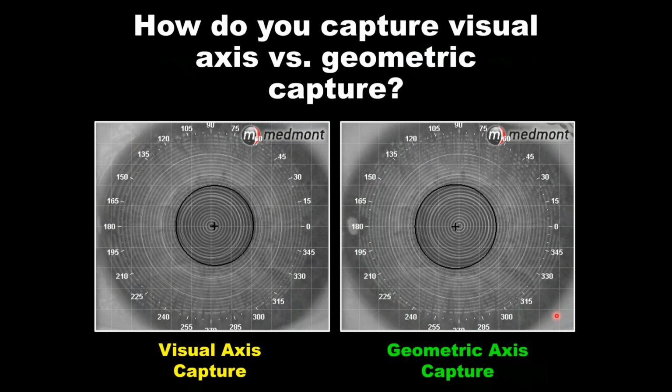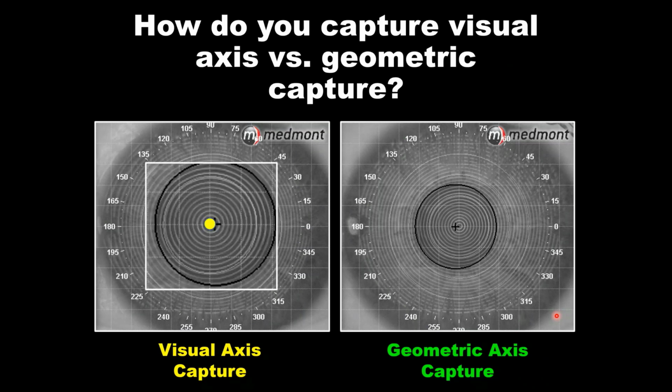Now, how do you capture a visual axis capture? And that you've been doing since the beginning of time in corneal topography and with your Medmont, and that's simply having the patient fixate right down the axis of the instrument, and that gives us an understanding of the topography in relationship to the patient's line of sight.